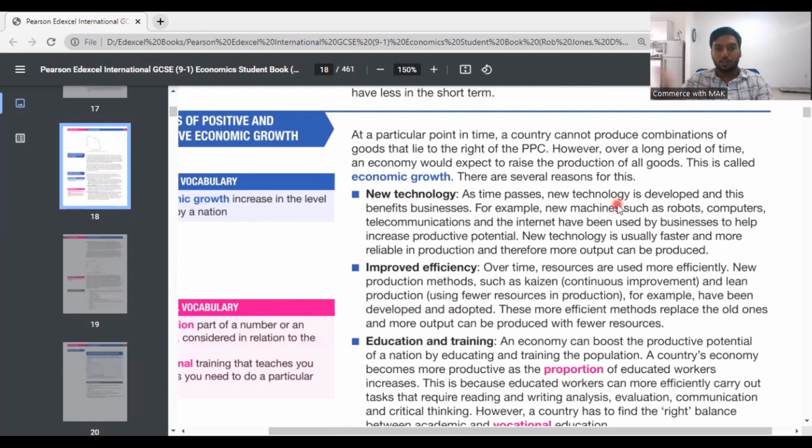So we learned about how a shift to the right happens in different ways. They're also saying economic growth depends on a few factors. The first one they have given is new technology. As time passes, new technologies develop and this benefits businesses.